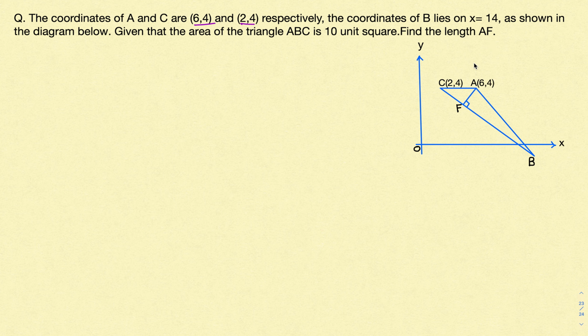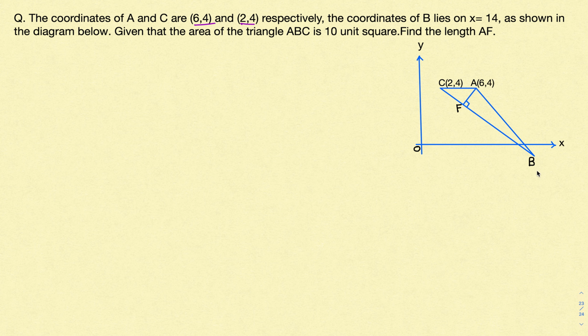So what we have here is we are given the coordinates of A and C, right? And we have another point B, but we don't know its coordinates. But we know that it passes through x equals 14. And we also have the area of the triangle, which is 10 units squared. So we have to find the length of AF.